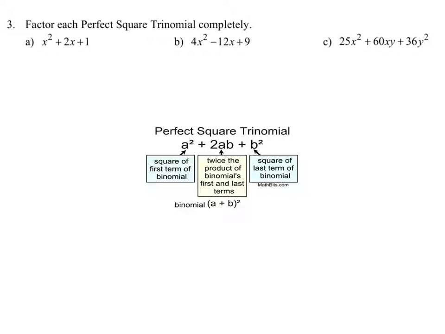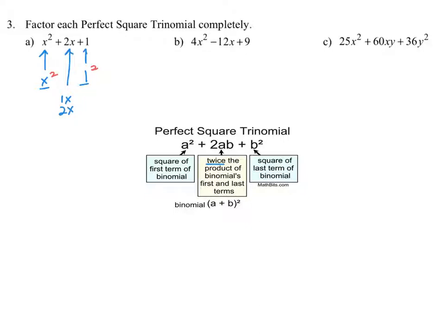So for example A, we have x squared plus 2x plus 1. X squared is a perfect square. That's x raised to the second power. And 1 is also a perfect square. That's 1 raised to the second power. Now if we take our x and 1 and multiply those together, the product of x and 1 is 1x. But we want twice the product, which is 2x, and notice that's what we have in the middle term.